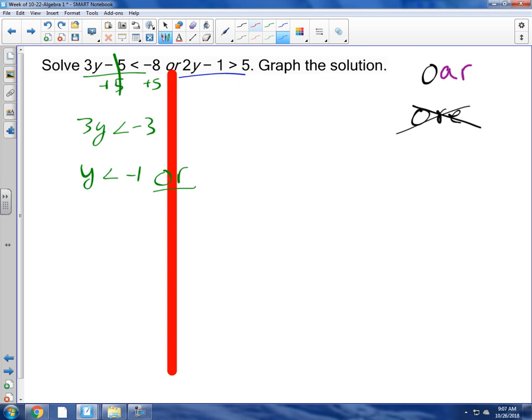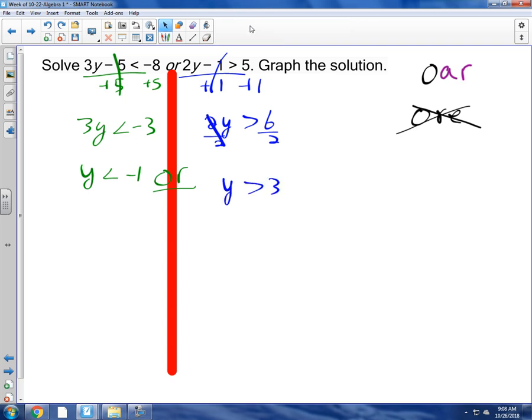Add 1, yes? After we add 1, we have 2y is greater than 6. What's the next step? Divide by 2. Y is greater than 3. Okay, an OR is going to look like oars on a boat. You see what I'm saying?